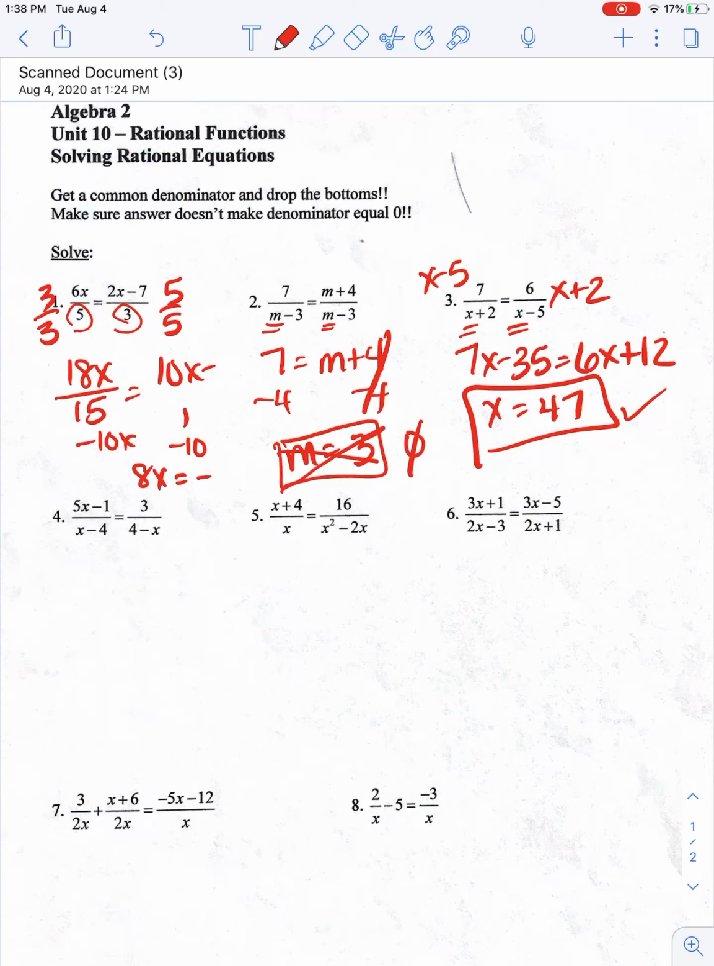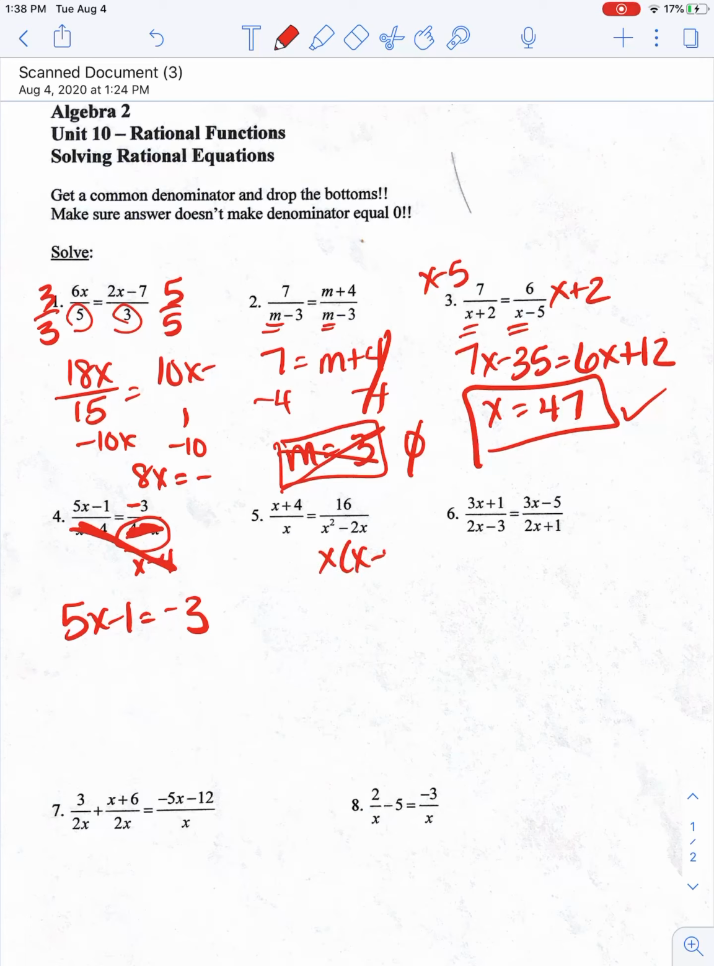For the rest of these, especially for 4, 5, and 6, I'm not going to go through those because it's the same common denominator stuff that we've been talking about. I do want to point out on number 4 how this denominator is subtraction and it is backwards. So all I'm going to do on this one is throw a negative down on my 3, and that allows me to flip that to an x minus 4, and then they are the same, so I can drop them, and I'll have 5x minus 1 equals negative 3 and just solve it from there.